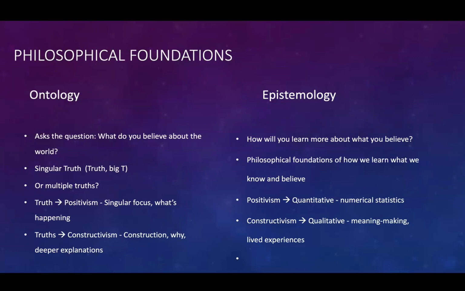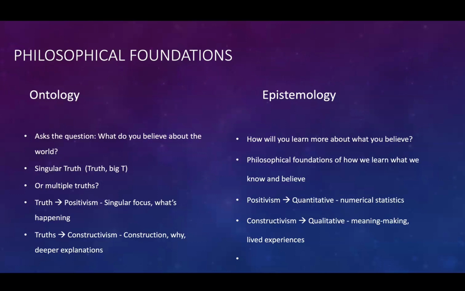We have two main philosophical branches that I'm going to talk about. There's far more than this, but for the sake of our class, just foundationally, I want to talk about these. There's one called ontology, and then the other is epistemology, and they work very closely together when we're thinking about research. Ontology is essentially the philosophical foundation of asking, what do you believe in? What is it you believe about the world? How do you see the world, and what do you believe about it?